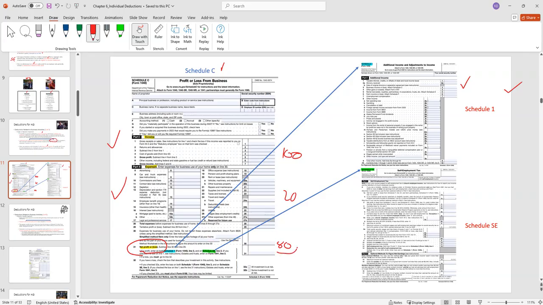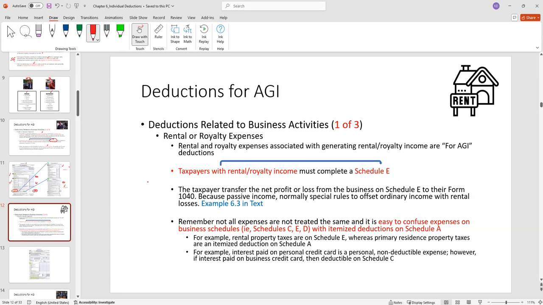That net profit or loss goes over to the Schedule SE, right? So 80 would go over here, and then we would start to calculate self-employment tax on that. So just kind of planting a seed when we talk about SE tax.